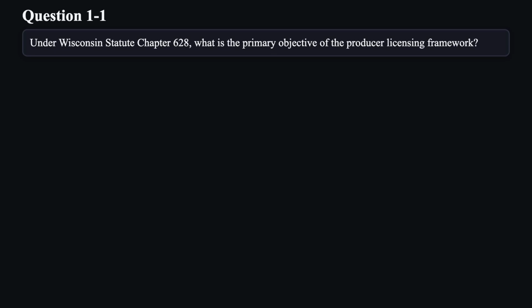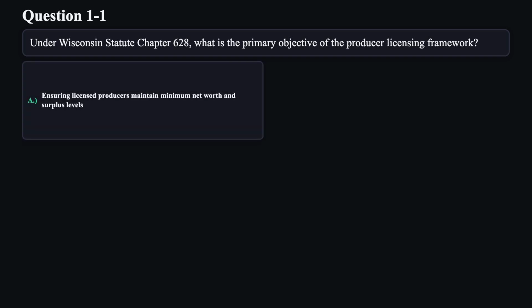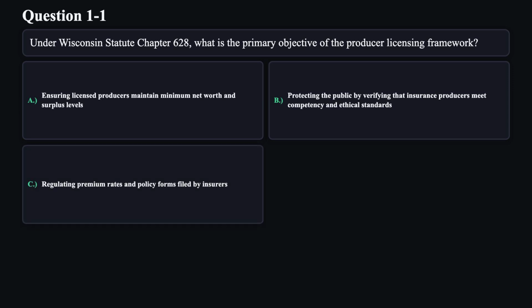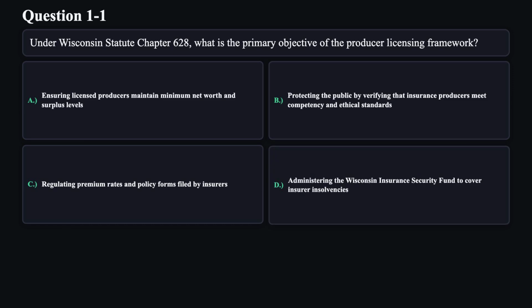Under Wisconsin statute, Chapter 628, what is the primary objective of the producer licensing framework? A. Ensuring licensed producers maintain minimum net worth and surplus levels. B. Protecting the public by verifying that insurance producers meet competency and ethical standards. C. Regulating premium rates and policy forms filed by insurers. D. Administering the Wisconsin Insurance Security Fund to cover insurer insolvencies.